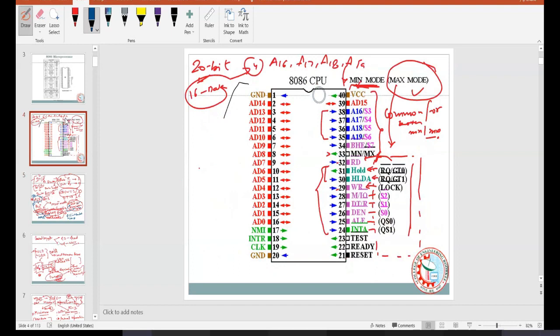Yes, sir. Alright. The same operation is for BHE. BHE does the same operation when it is connected with the maximum mode. All right. So now come to the maximum mode signals.